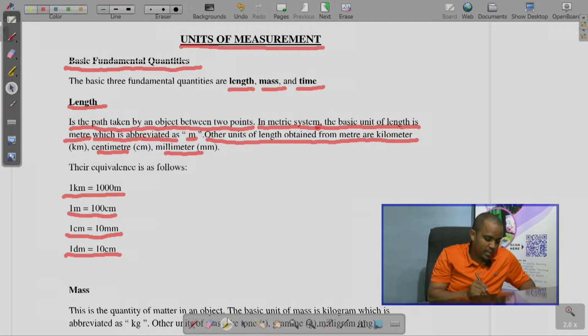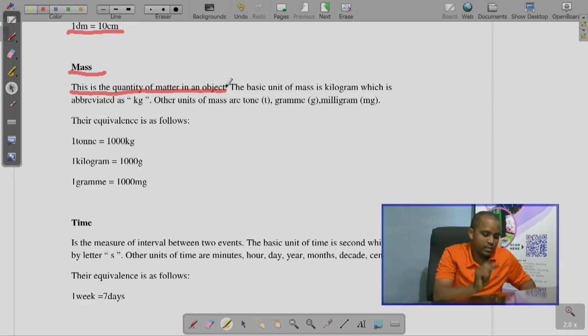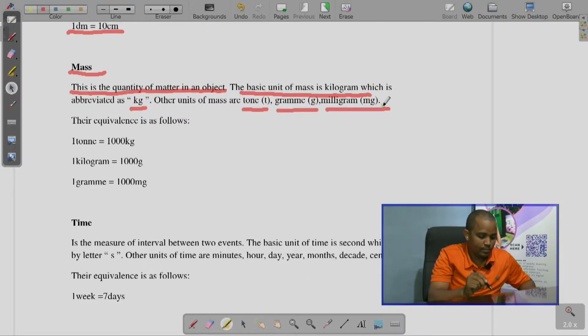So let's move to another basic fundamental quantity, which is mass. What is mass? A mass can be defined as the quantity of matter in an object. The basic unit of mass is always the kilogram, abbreviated as kg. Other units of mass are ton, gram, milligram, and others.